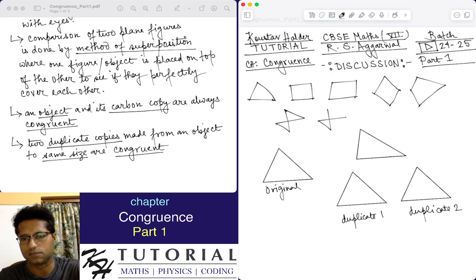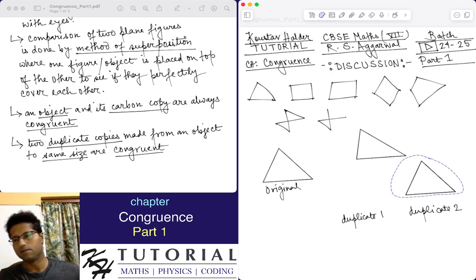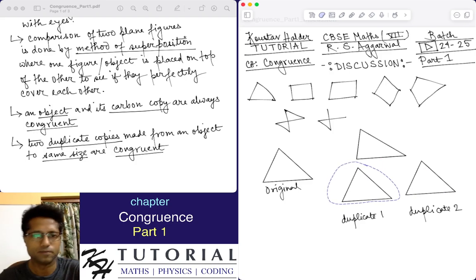Now if I want to see whether duplicate 1 and duplicate 2 are congruent or not, I will use the method of superposition. I will try to see if I can move duplicate 2 and perfectly overlap with duplicate 1. You see, it does. Duplicate 2 perfectly overlaps with duplicate 1, or even I can move duplicate 1 to see if it perfectly overlaps with duplicate 2. Either way, they are perfectly overlapping. So duplicate 1 and duplicate 2 are congruent.